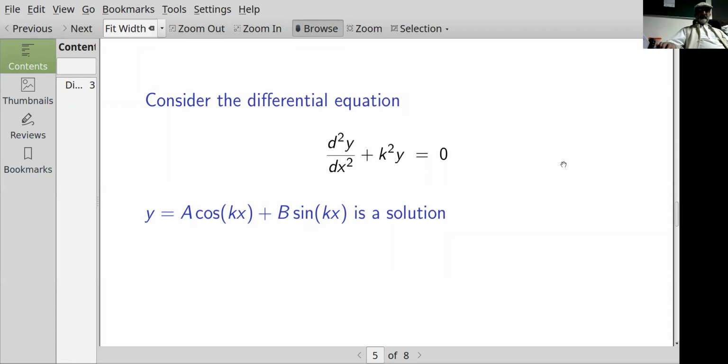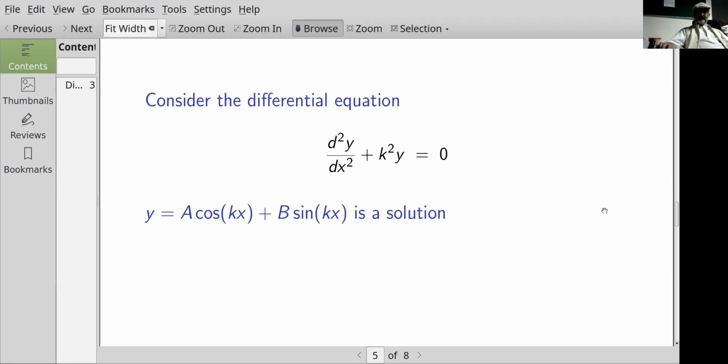In this segment, we consider the differential equation, second derivative of y plus k squared y is equal to 0. We saw previously that y is equal to a cos kx plus b sin kx is a solution to this. In some cases, a and b are arbitrary constants, and with only this differential equation, you would leave the answer in this form.